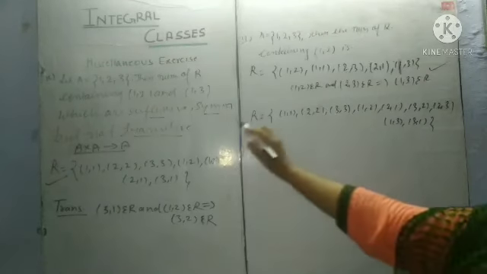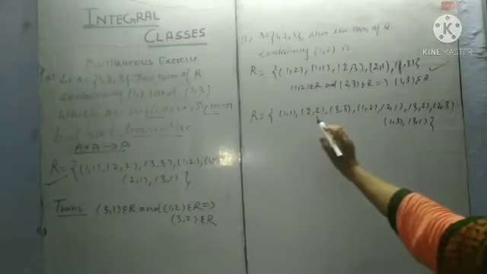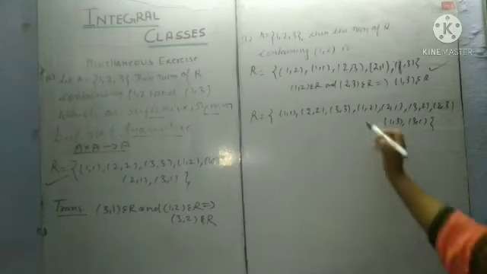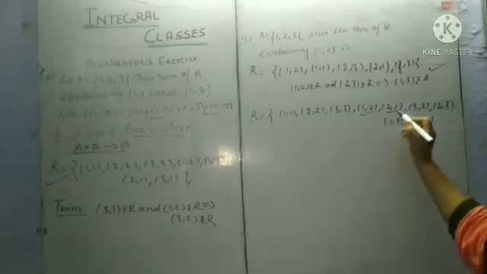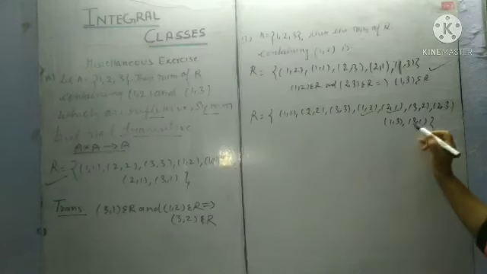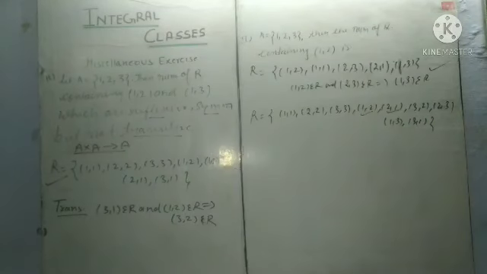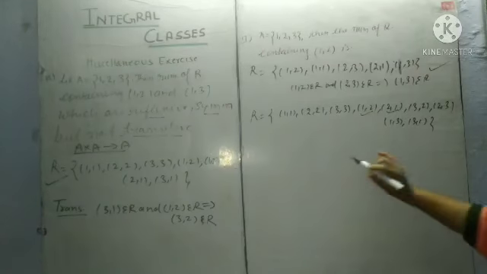So for reflexive, (1, 1) is here, (2, 2) is here, (3, 3) is here, so it is reflexive. Now for symmetric, (1, 2) is here, so (2, 1) is also here, and (1, 3) and (3, 1), so it is also symmetric.